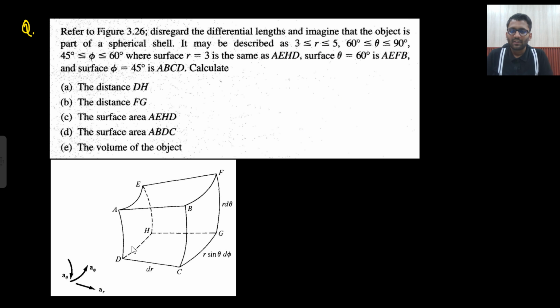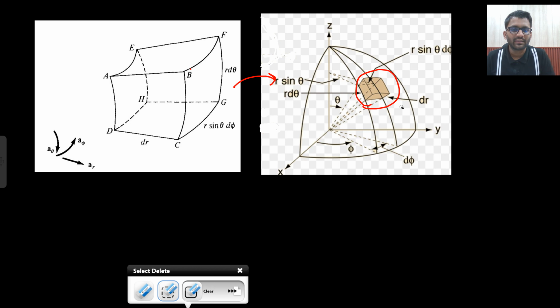A very small part of a spherical shell is this particular structure. This is what they are saying. Okay. So I will just mark it. Now what are they saying? R equals 3 for the surface AEHD. So for all, R equals 3. So certainly if this is increasing, this would have been R equals 5. Can you let me know in this diagram where is AEHD?